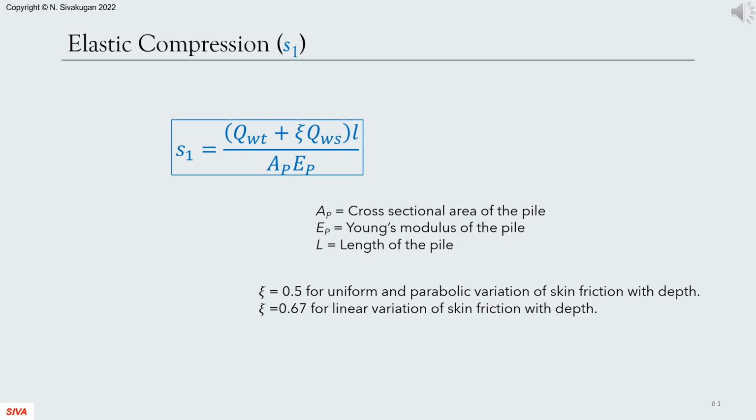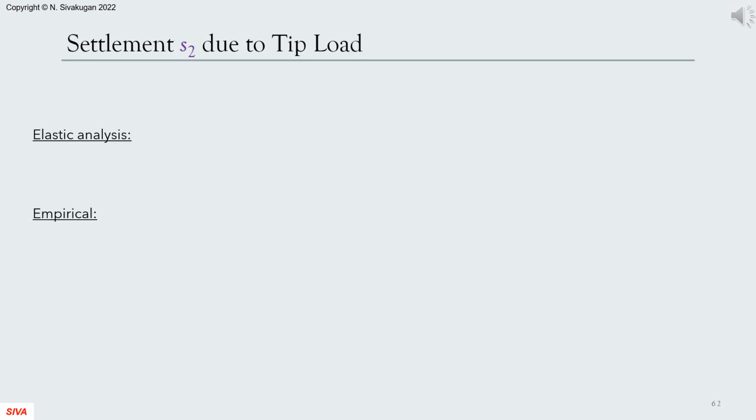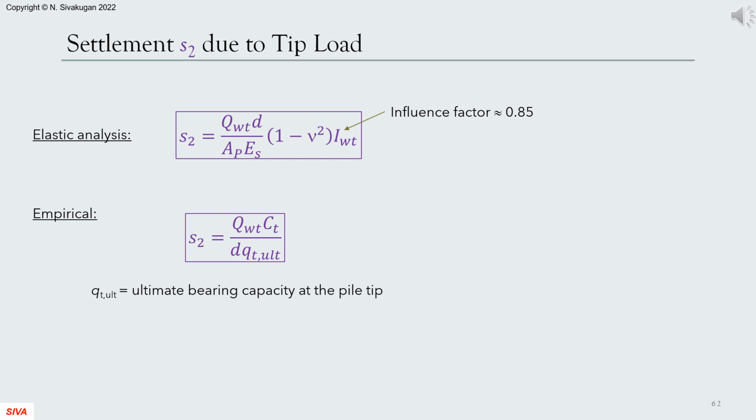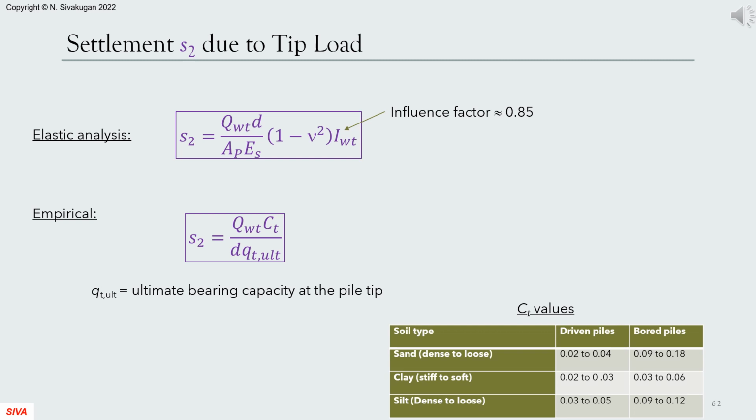Here we use the standard equation from Hooke's law that settlement is equal to QL on AE. In place of Q, we use the tip load and only a fraction of the shaft load. The fraction depends on how the skin friction is distributed along the pile. For S2 and also for S3, in addition to the expression obtained from the elastic analysis, we can also use an empirical equation which sometimes gives a better prediction.